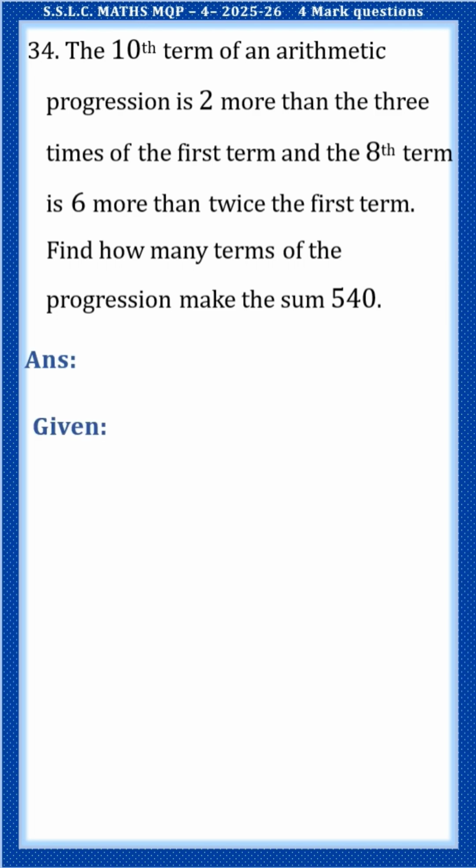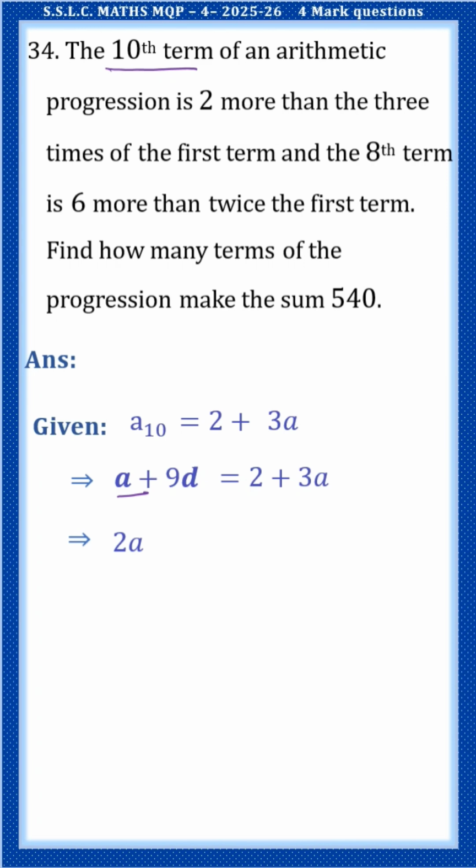Now let us solve. What has been given here: the 10th term of the AP, that is a10, is 2 more than 3 times the first term, 3a. It means that a10 is a plus 9d, by using the formula an is equal to a plus (n minus 1) into d, that is equal to 2 plus 3a. Now transpose a to the other side: 3a minus a, that is equal to 2a.